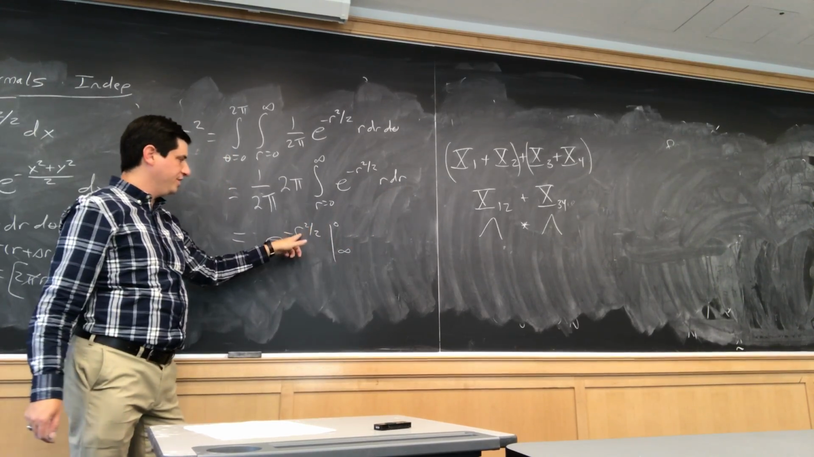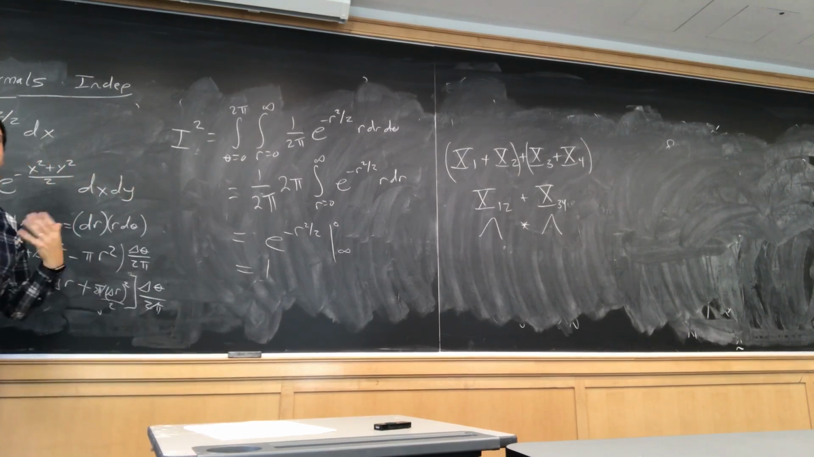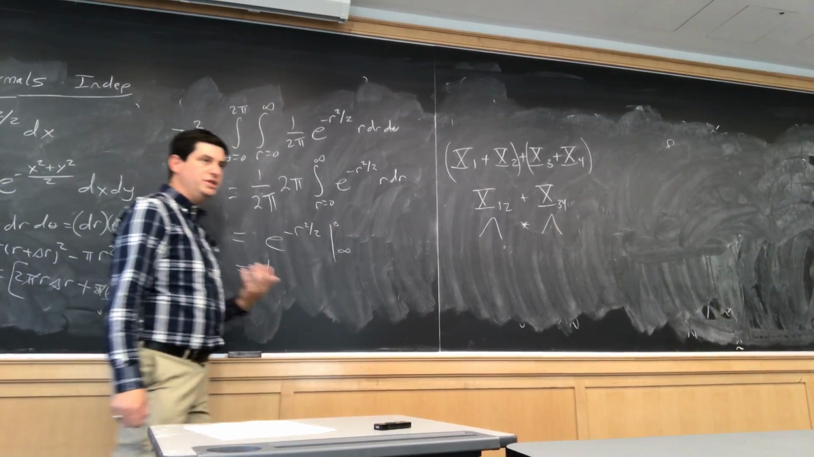When I put in r equals 0, I get 1. When I put in infinity, I get 0. So this is 1. So this proves that 1 over the square root of 2 pi is the correct normalization for the Gaussian. So this is one of the most important integrals there is.